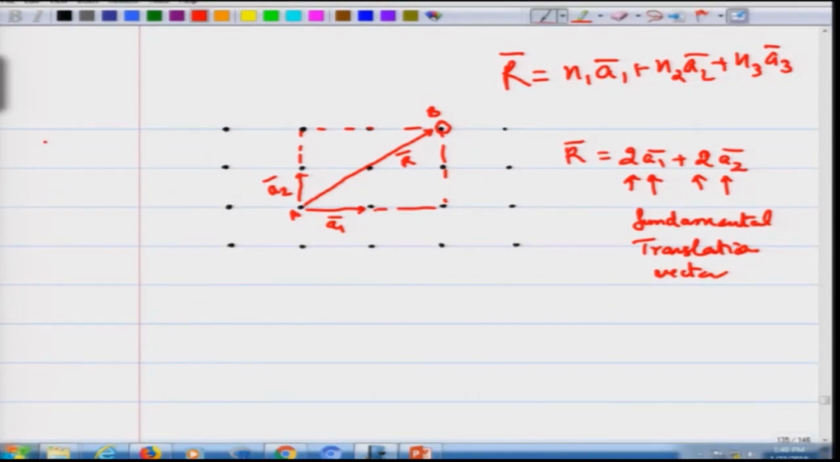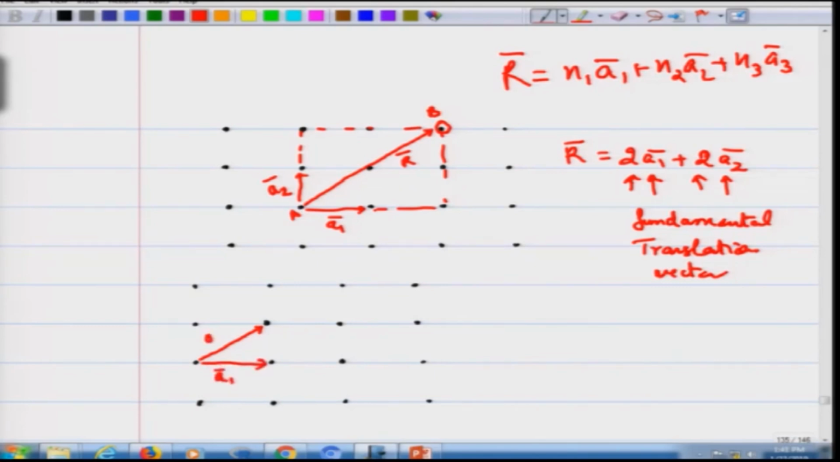Now, are a1 and a2 a unique choice? Is this a1 and a2 we have chosen a unique choice? It is not, because I can also choose another example where this condition is still satisfied with another choice of a1 and a2. One other choice I can make for a1 and a2 is this. I can choose my a1 and a2 like this.